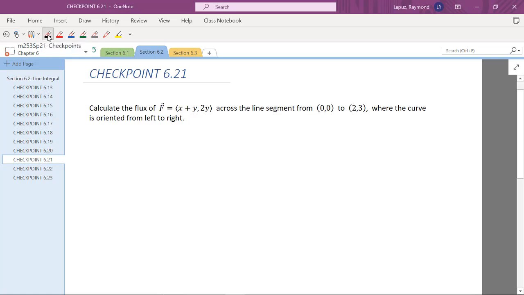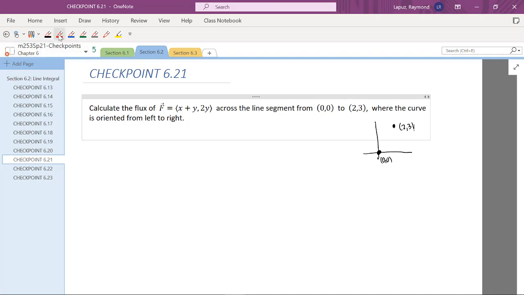Let's do checkpoint 6.21. They want us to calculate the flux of this vector field x plus y comma 2y across the line segment from 0, 0 to 2, 3, where the curve is oriented from left to right. So if we graph this, the line segment that we're talking about is just going to be the line connecting these two, but the orientation will be from left to right.